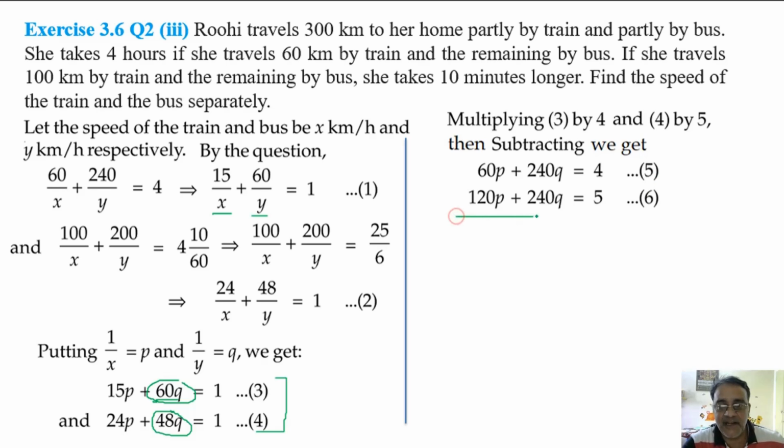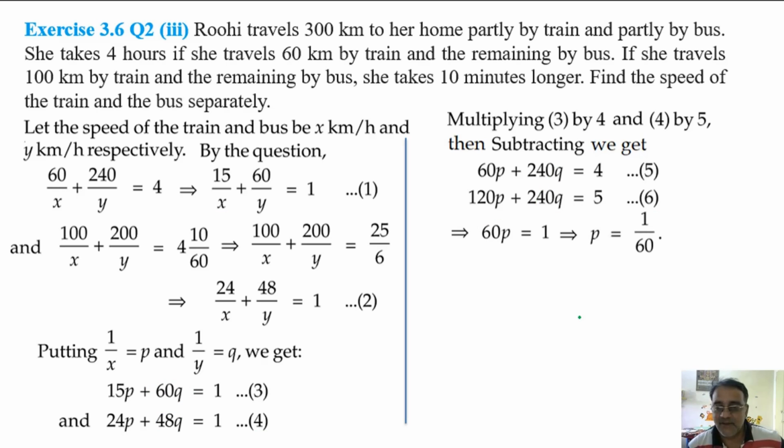Now if we subtract these two, what will you get? Minus 60p is equal to minus 1, or 60p is equal to 1. Clear? Yes, sir. So what is p? 1 by 60. Now we will substitute this here, because 60 is already a multiple here.